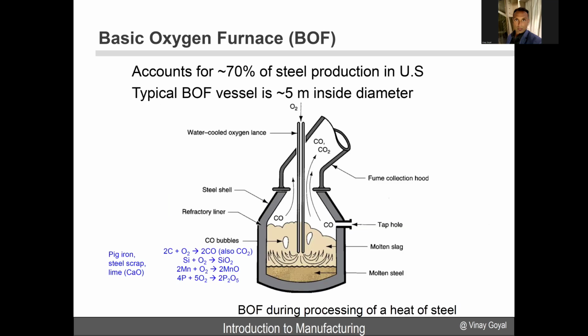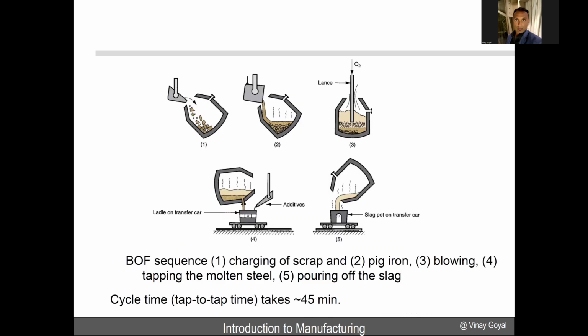And here is your basic oxygen furnace. It accounts for about 70% of the production of steel in the United States. Typically, some of these systems are about 5 meters inside diameter. And then here you have your molten steel. You have your steel scrap and lime, the molten slag, you have your tap hole, and then here you have the water cooled oxygen, and this is going to now, with this tap hole, produce a flow and allow for the development of steel.